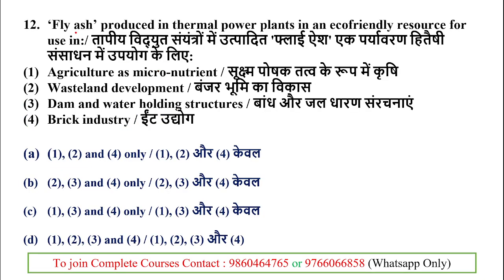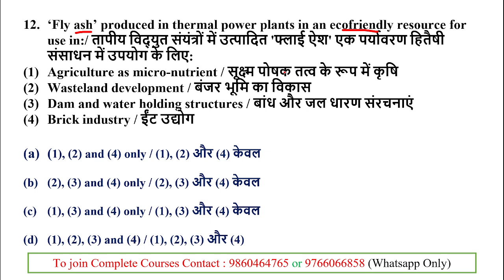Next one: fly ash, produced in thermal power plants, is an eco-friendly resource that is used. So here fly ash is the one. What is fly ash? It is the emissions from the industries. Clear? So this is a resource that causes pollution, but it can also be used as an eco-friendly resource.